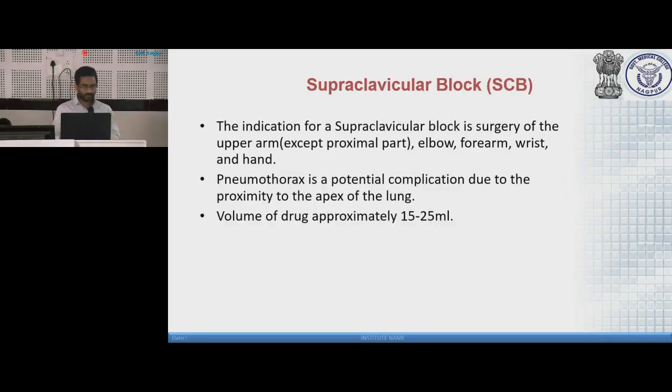Then again, supraclavicular block. The indication for supraclavicular block is surgery of the upper arm, except the proximal part, elbow, forearm surgery, wrist surgery, and hand surgery. Pneumothorax is the potential complication due to the proximity of the apex of the lung. Volume of the drug is approximately 10 to 20 ml, or 15 to 20 ml for PNS guided.